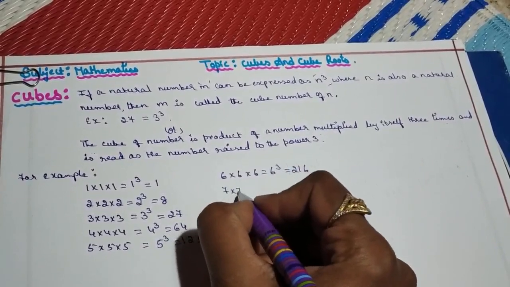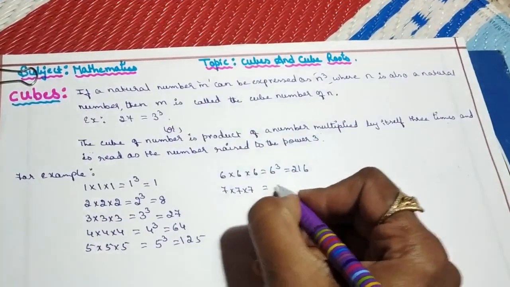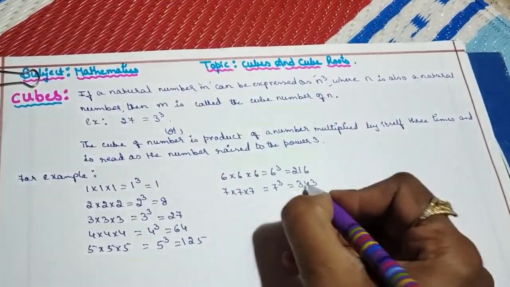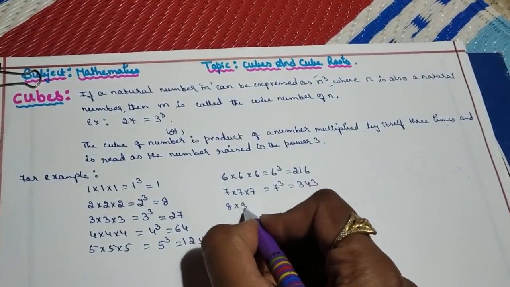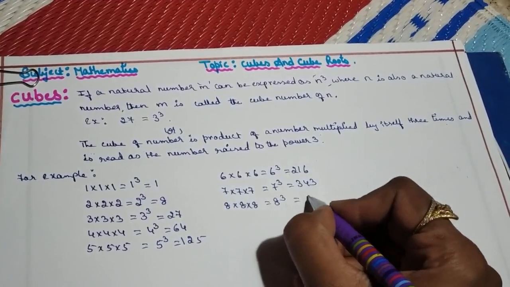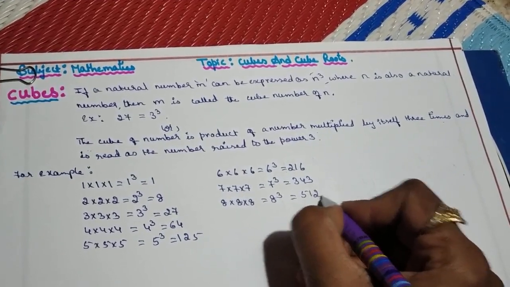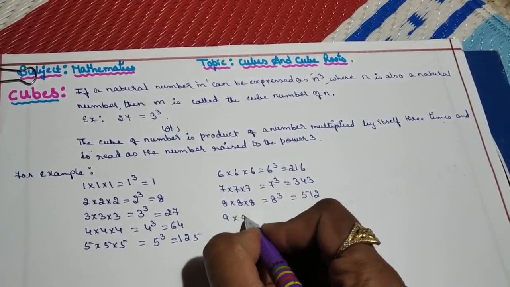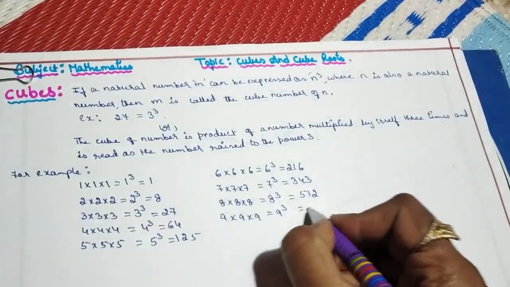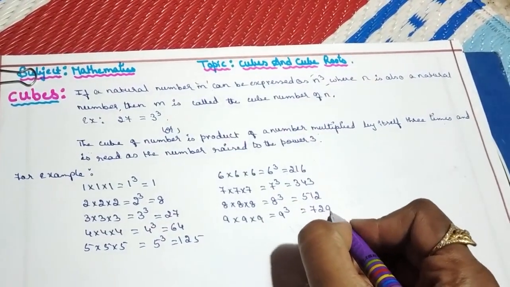7 into 7 into 7 is 7 cube, and its value is 343. 8 into 8 into 8 equals 8 cube, and its value is 512. 9 into 9 into 9, 9 cube, and its value is 729.